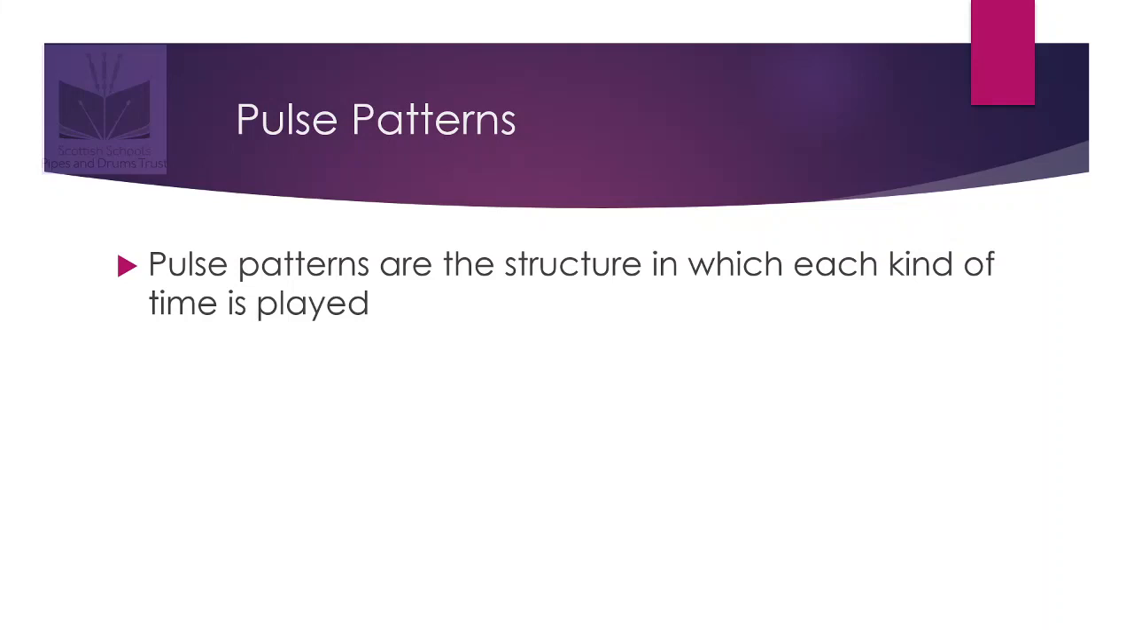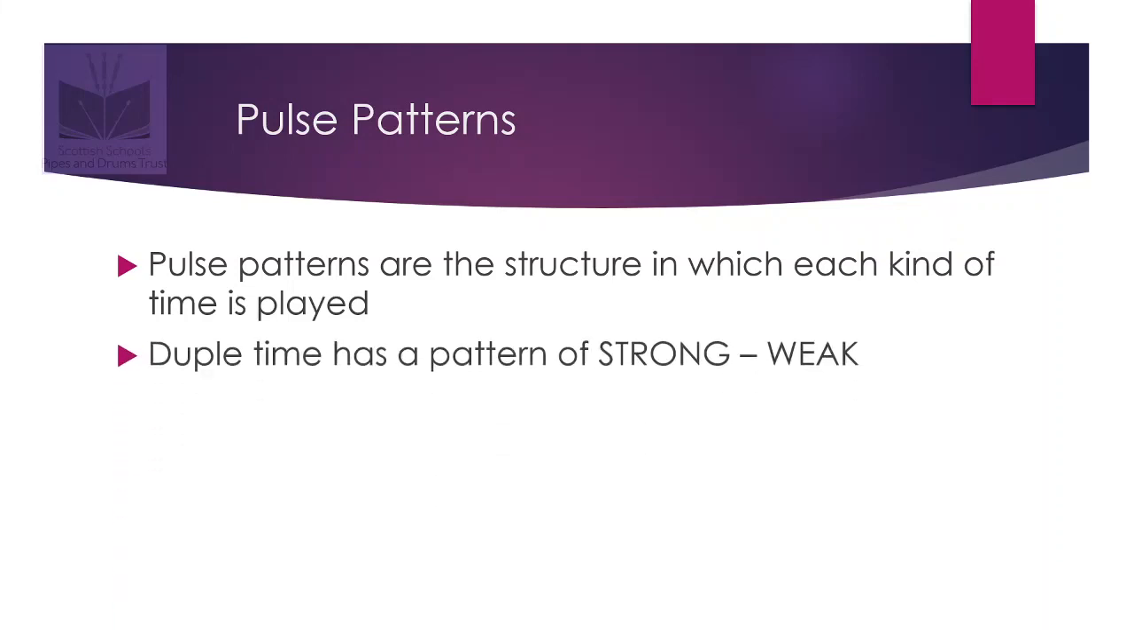So if I said what is the pulse pattern for duple time, the bass drummer or you guys will be able to tell me. If what's the pulse pattern for triple time, you will be able to tell me. Okay. Duple time has a pattern of strong, weak. So when we play 1, 2, 1, 2, number 1 is going to be strong, number 2 is going to be weak. And it doesn't necessarily mean that it's louder, softer. It's the way you play it. It's got strong emphasis. Number 2 will have weak emphasis, for example.